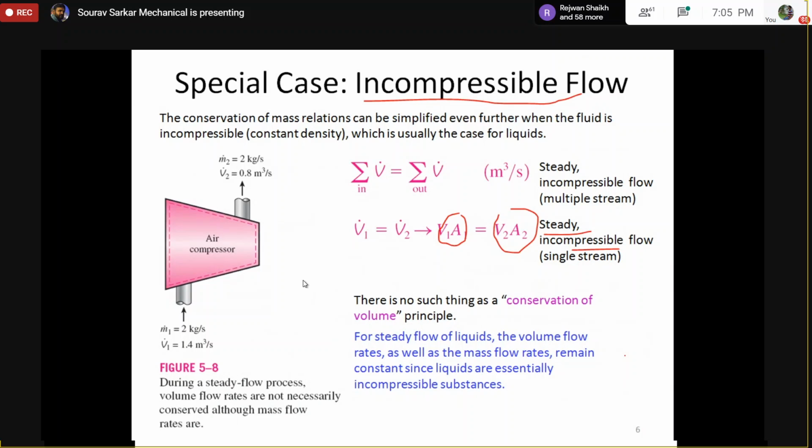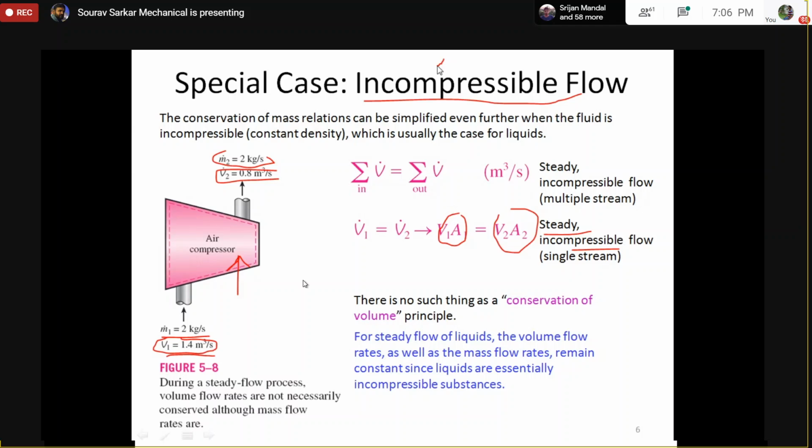So basically what you can say is, for steady flow of liquid, the volume flow rates as well as the mass flow rates remain constant, since liquids are essentially incompressible substances. So suppose I consider a compressor: some mass is entering, some volume is leaving, and here the mass is the same, but the volume is different, because a compressor handles compressible fluids. Okay, so conservation of mass is always true, but the conservation of volume flow rate is not always true. It depends upon whether it is incompressible or compressible. So hopefully you understood what I'm trying to say.